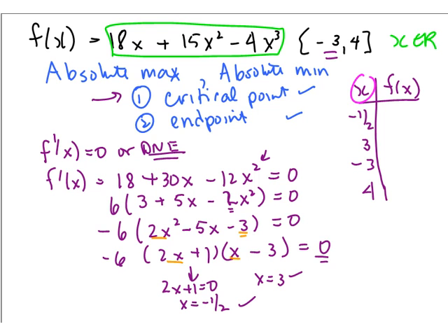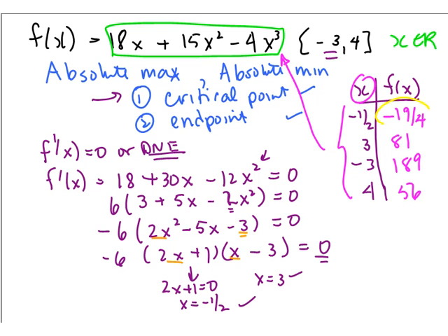And I'm going to plug these x values into my original function. I've already done this ahead of time, so when x equals negative a half, you get a y value of negative 19 over 4. When x equals 3, you get a y value of 81. When x equals negative 3, you get a y value of 189. And the last one, when x equals 4, you get a value of 56.